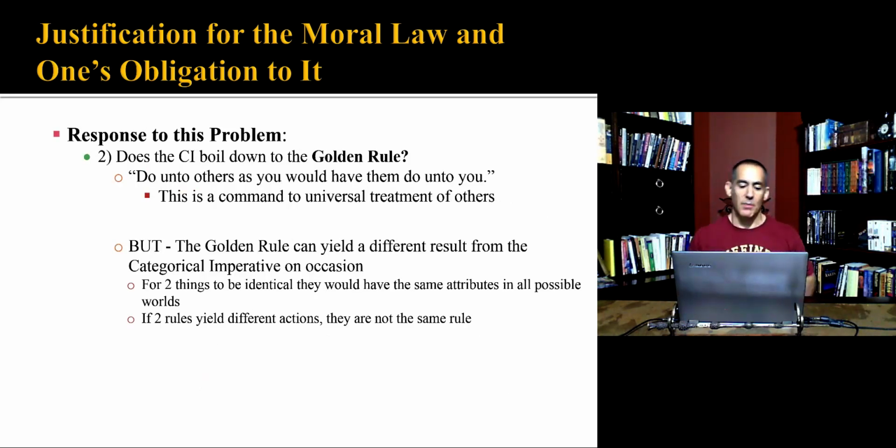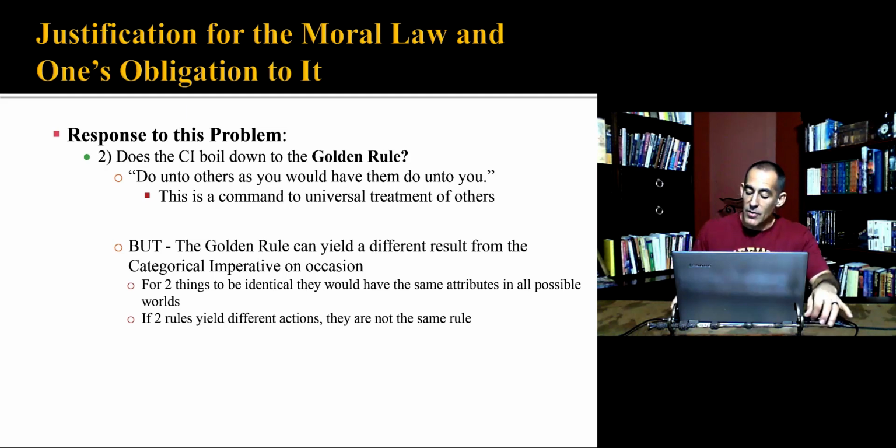So how to respond to the problem? Does this categorical imperative boil down to the golden rule? If it does, it kind of destroys the system, I think, in a way. But we don't know if it actually does. Now, here's the thing. The golden rule can yield a different result from the categorical imperative on occasion. And if two things are identical, then they would have to have all the same attributes in all possible situations or worlds. So if two rules yield different situations at any point in time or any possible world, then those two rules are not identical and they're not the same rule.